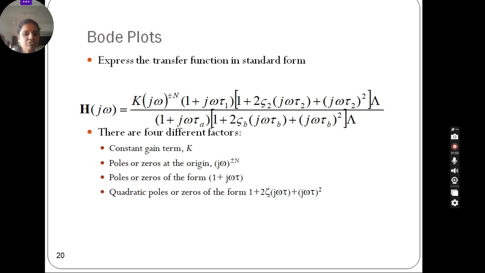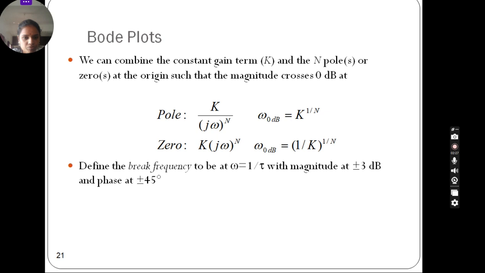The Bode plot transfer function is expressed in the standard form H of j omega equals K times j omega to the power plus or minus n, times 1 plus j omega, and so on. Here we are using four different factors. First is the constant gain term K, then poles or zeros at the origin, j omega to the power plus or minus n, then poles or zeros of the form 1 plus j omega tau, and quadratic poles or zeros. In the Bode plot, we can combine the constant gain K and the n poles or zeros at the origin such that the magnitude crosses 0 dB.